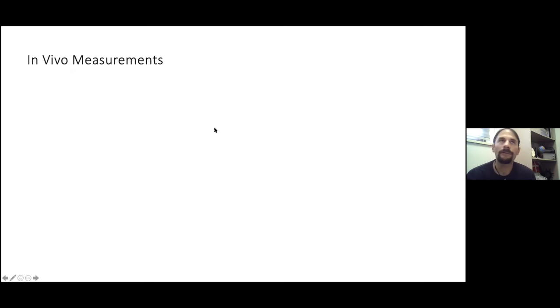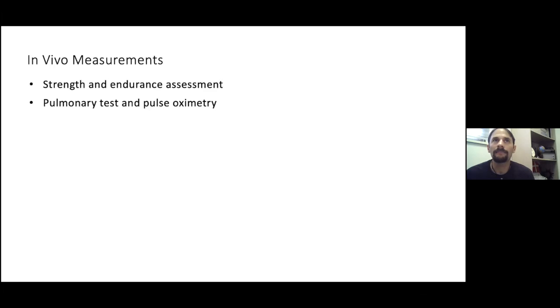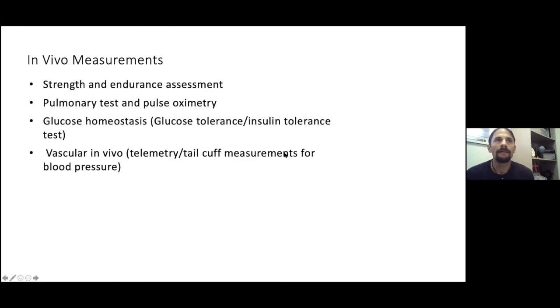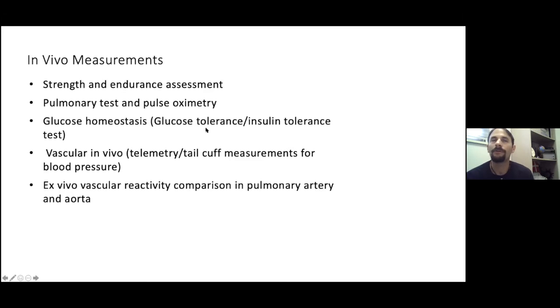And in these mice, we could do a wide variety of outcome parameters, which would include strength and endurance assessment, pulmonary test and pulse oximetry. We could look at glucose homeostasis, glucose tolerance, and an insulin tolerance test. We could look at measurements for blood pressure as a measure of vascular function in vivo. We could also look at ex vivo vascular reactivity in pulmonary artery and aorta.